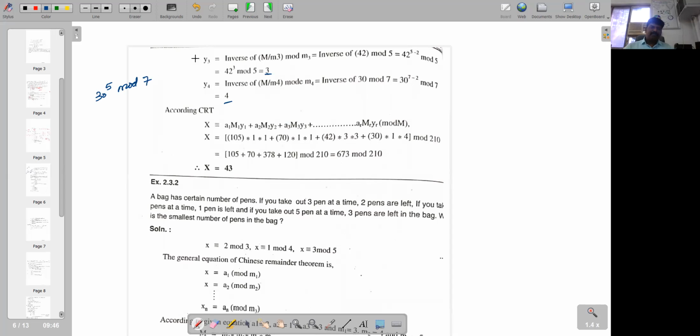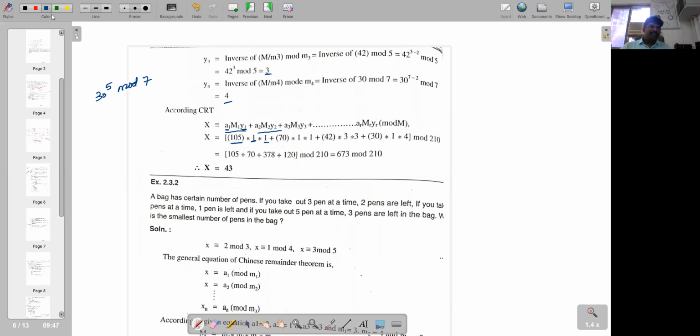Once we have calculated all these y1, y2, y3, y4, we need to substitute the values into the formula according to the Chinese remainder theorem: capital X equal to A1 times M1 multiplied by y1. This is for the first equation; for the second equation, A2, M2, Y2. So A1 is equal to 1, M1 which we calculated was 105, and Y1 which we calculated is again 1. Here they were given in a different order, M1, A1, Y1.